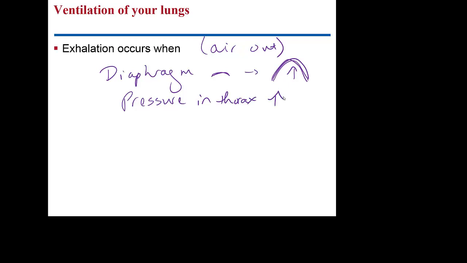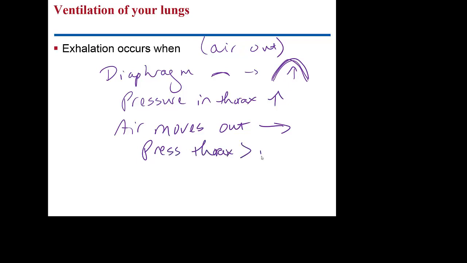Why? Your lungs are full of air. Imagine this. Your lungs are full of air. Your diaphragm now pushes up against your lungs. So it's like squeezing your lungs, right? So it increases the pressure. If you increase the pressure, air moves out. Because the pressure in the thorax is greater than the pressure in the room. Air moves out.